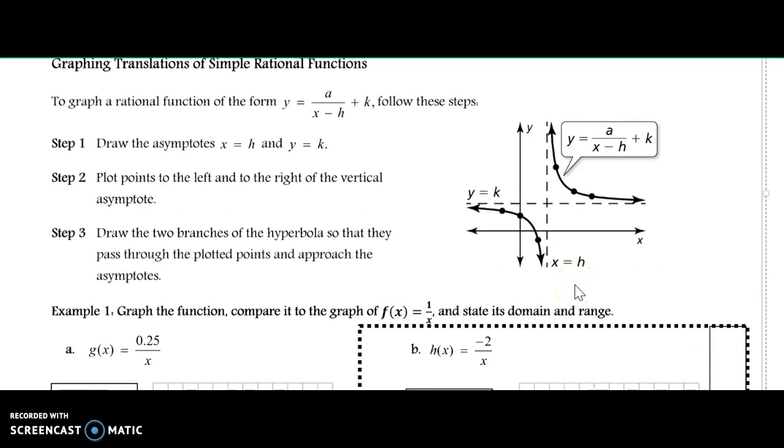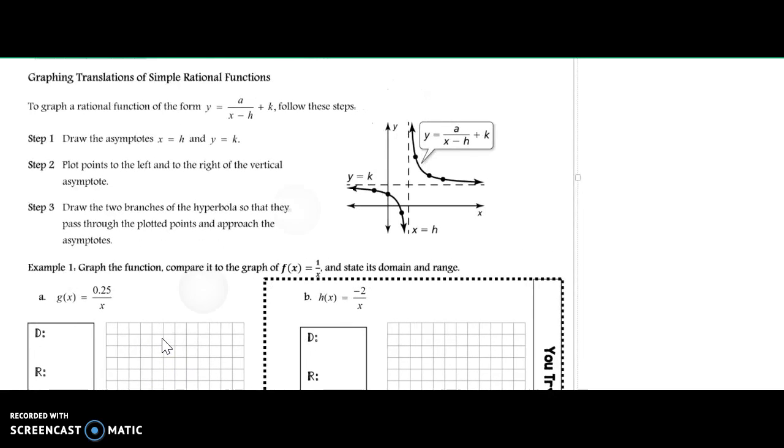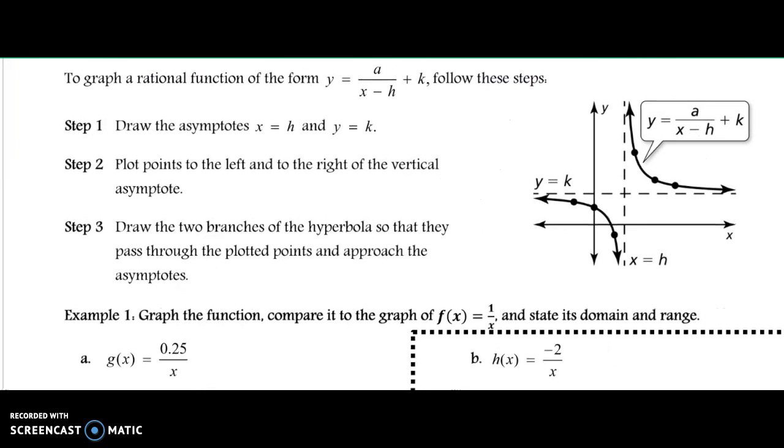Example 1 says, graph the function, compare it to the graph of f of x equals 1 over x, and state the domain and range. So remember, step 1 is to draw the asymptotes. So here, let's figure out what our asymptotes are going to be. It says x equals h and y equals k. So let's figure out what our h and k are here.